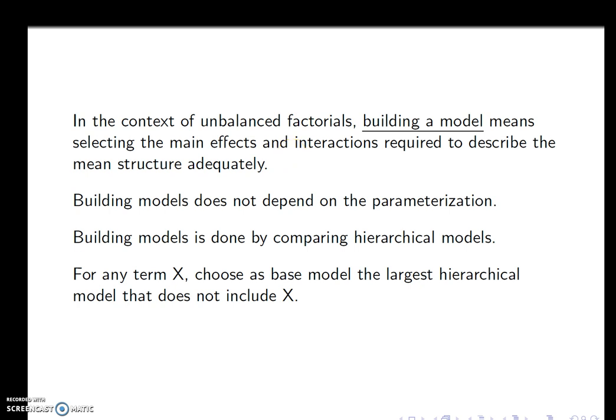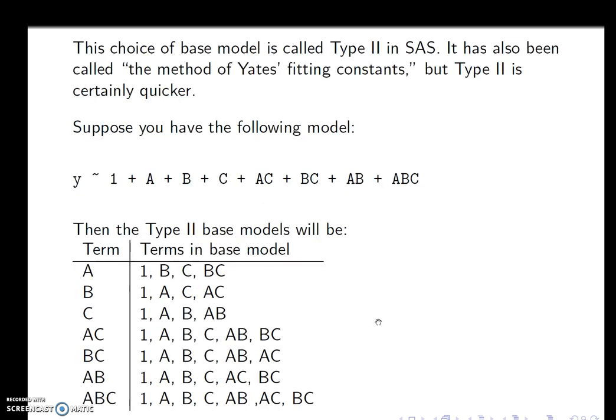So this means for any term x, we choose the base model, the largest hierarchical model that doesn't include x. This introduces a new kind of sum of squares that we need to talk about. This is called type 2 sum of squares. I like to think of it as the everything but sum of squares. So if we consider, for example, the type 2 sum of squares for this particular model, notice in this particular model we have the main effects, two-way interactions, and three-way interactions.